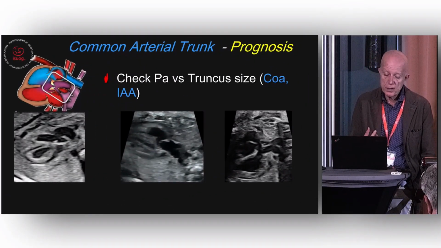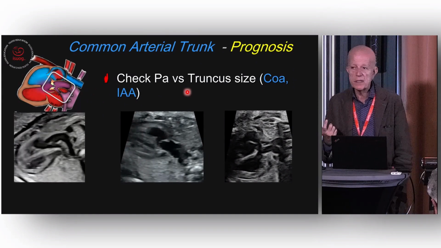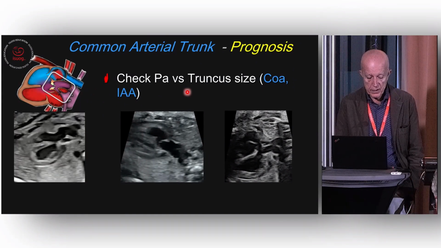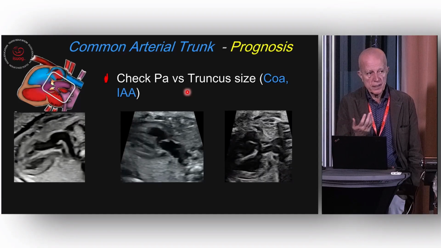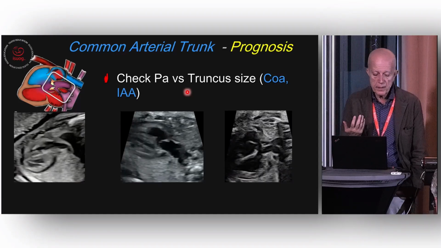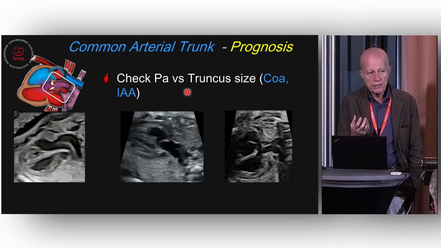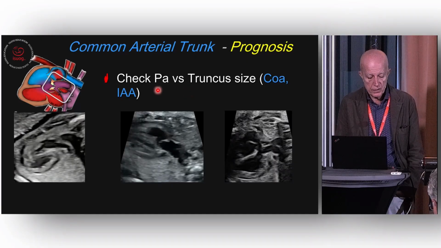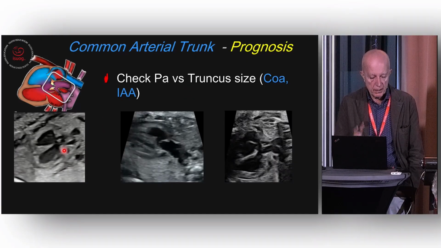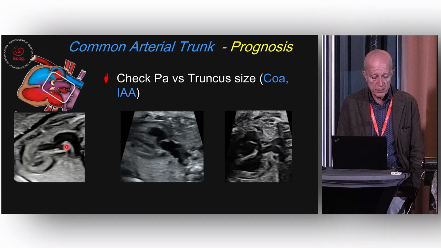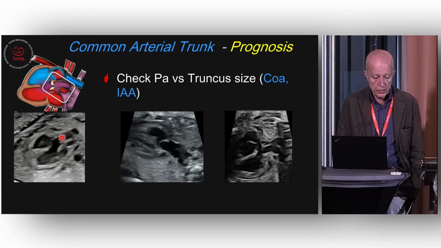The second feature that you should look at is whether there is a second or even a third major cardiac anomaly associated. And the hint towards that, as I told you before, is the presence of a prevalent pulmonary artery versus the size of the truncus. So in this case, it's the normal, among commas, size of the pulmonary trunk, which is slightly smaller than the truncus.